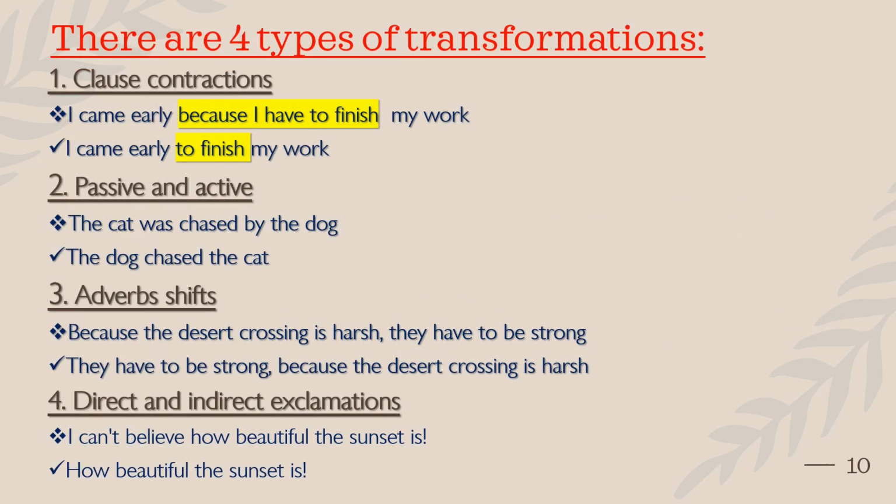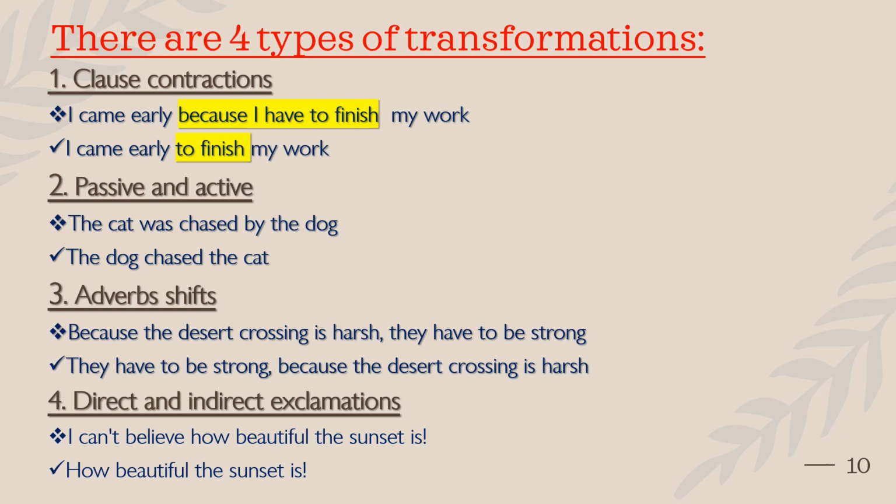There are four types of transformations. Clause contractions is the first type. I came early because I have to finish my work. It could be: I came early to finish my work. The second type is passive and active. The passive form is: the cat was chased by the dog. When we transform it to the active form, it will be: the dog chased the cat.